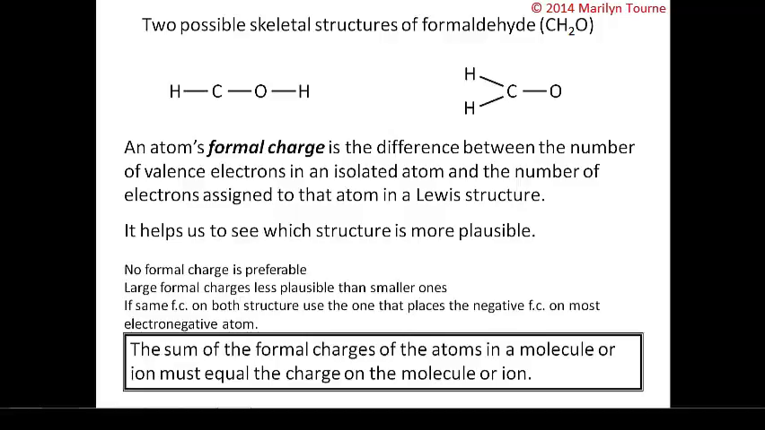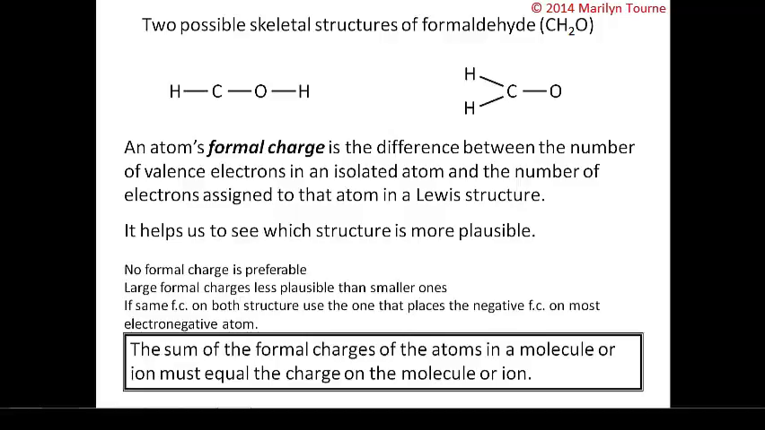Formal charge is the difference between the number of valence electrons in that isolated atom, so the atom by itself, and the number of electrons that are assigned to it in the structure that you have made. Basically, the rule is, and I'll show you how to do these in class, if you end up with no formal charge, that's the best and that's the most plausible structure. Large formal charges are less plausible than smaller ones. All right, so the smaller the number of formal charge, the better.